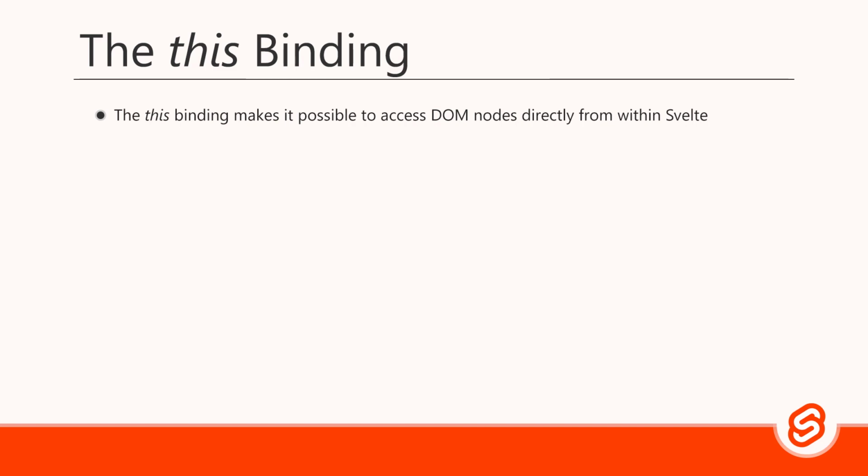For example, let's say we have an input field with some data as its default value. We want the user to be able to click a button to copy the contents of the field. To be able to access and manipulate the input, we need a reference to it. The this binding gives us that reference.